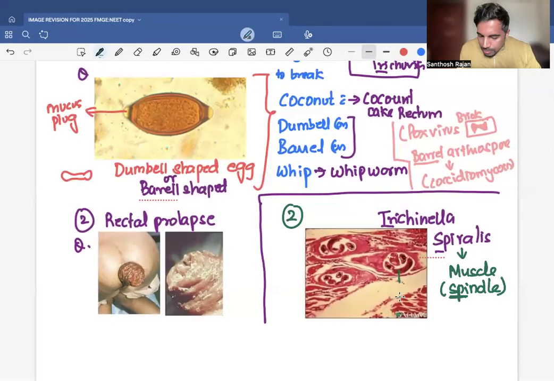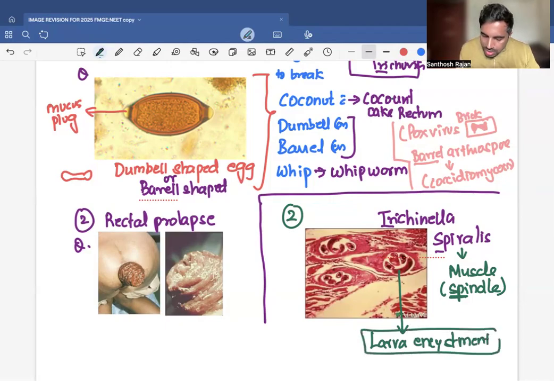So what happened here? The larva gets encysted. This is a larva encystment. If you get the picture, this is your muscle, and inside you're seeing a lot of larvae getting inside the muscle. So when you see the skeletal muscle, a spindle, if you're seeing this one, that is Trichinella spiralis.